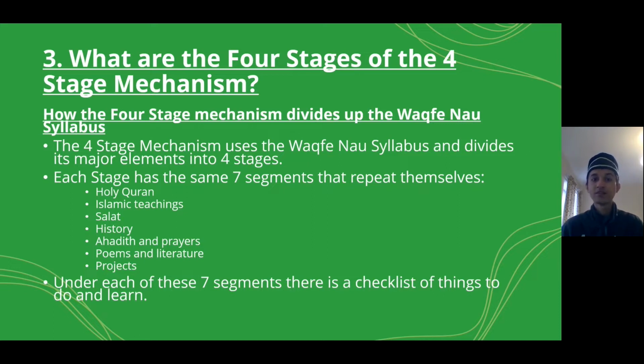Within each stage, we have the same 7 segments repeating themselves. These include Holy Quran, Islamic teachings, Salat, history, ahadith and prayers, poems and literature, and some mini projects as well. And under each of these 7 segments, there is a checklist of things that the Atfal need to do and learn. So now let's have a look at the checklist itself.